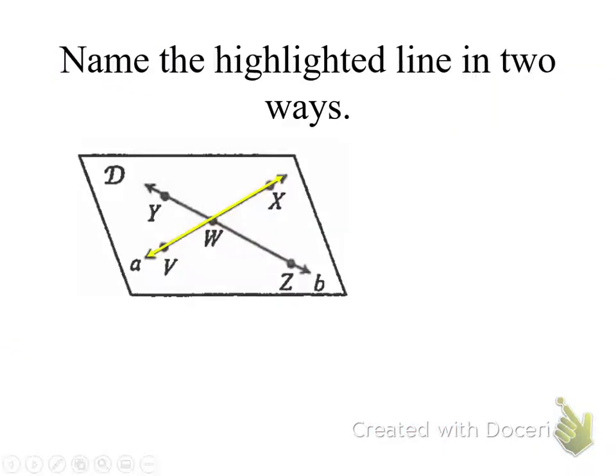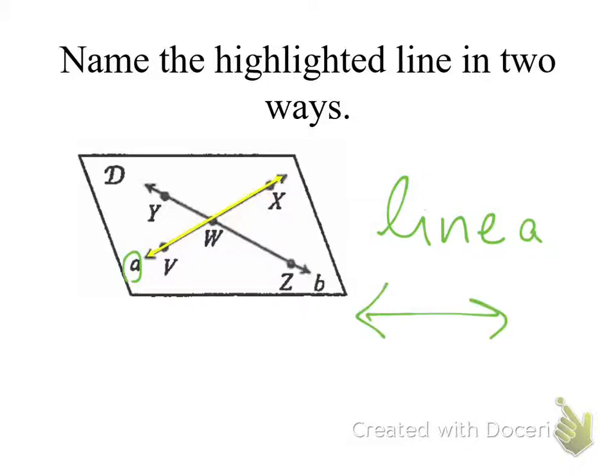Name the highlighted line in 2 ways. So can I use the word line to name this line? Yes. What would the lowercase letter be? A. And then to name the line, I could use the arrows, and then what 2 points would you want to use? Line V and W, WX, something like that. What is this capital D for? It's the name of the plane. Good. So we're ready for today.